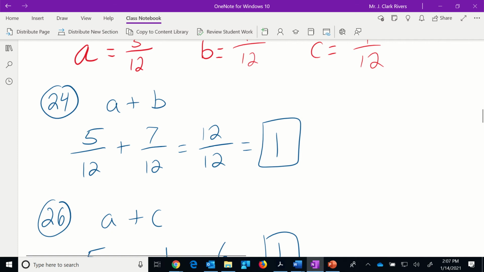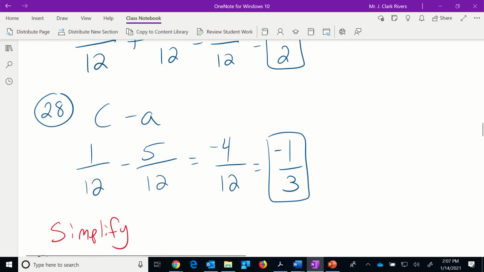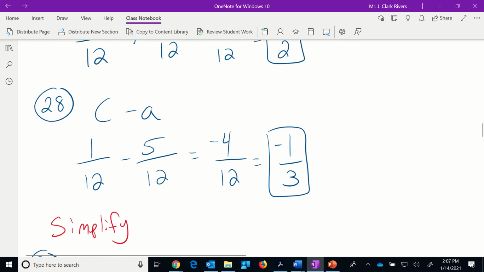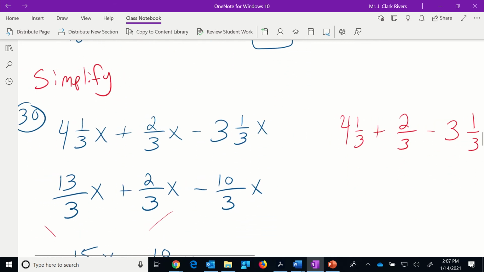12 over 12 simplifies to 1. 6/12 simplifies to 1/2. Negative 4/12 simplifies to -1/3. Okay, these problems here.